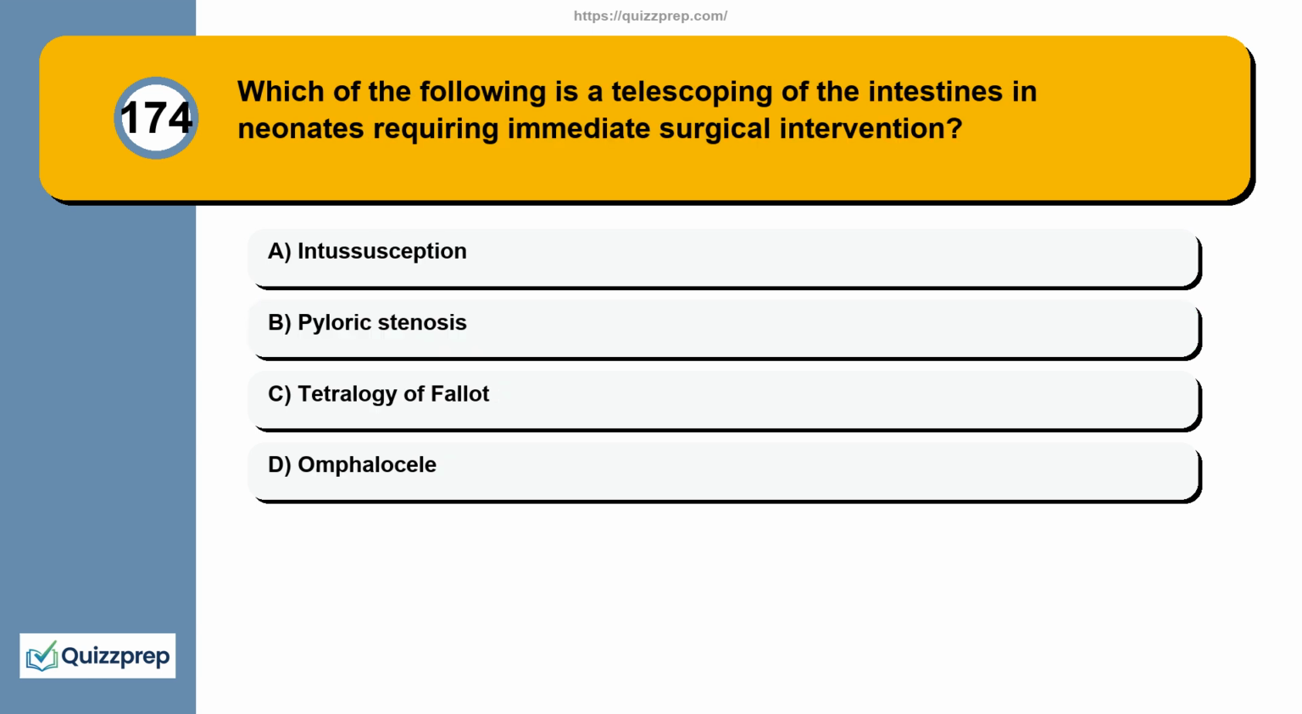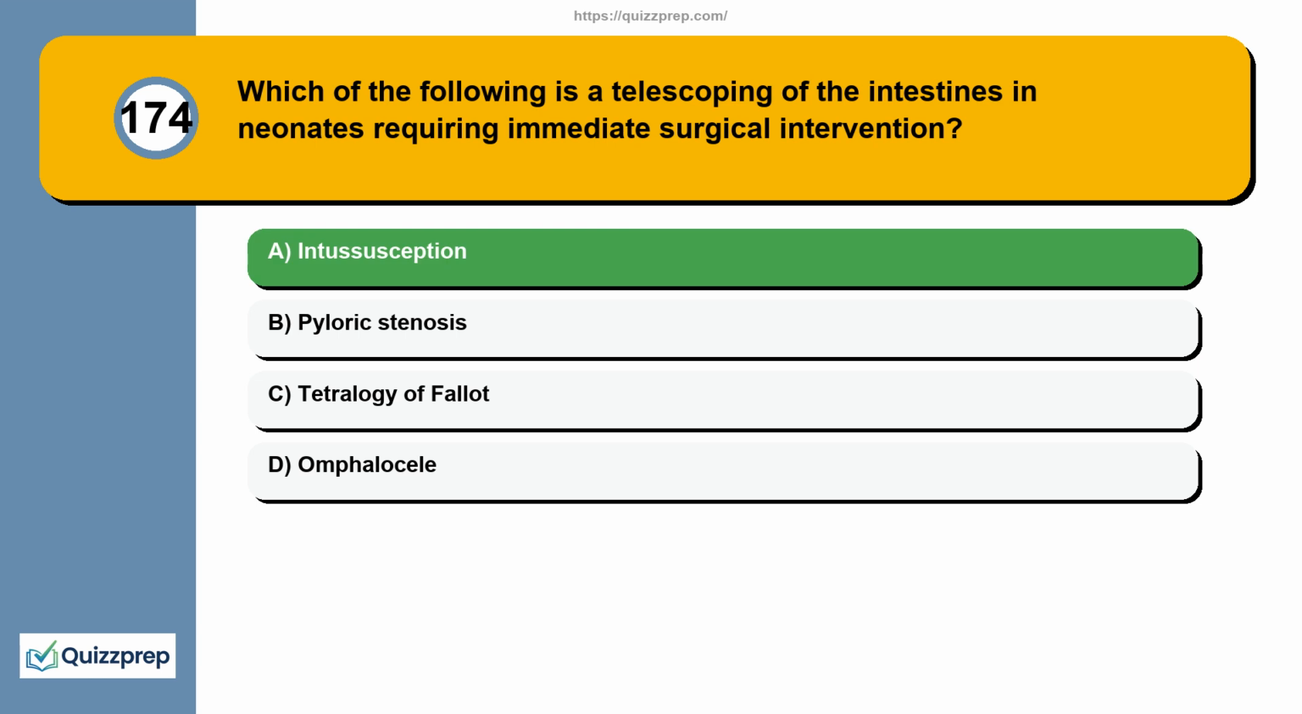Question 174. Which of the following is a telescoping of the intestines in neonates requiring immediate surgical intervention? Option A, intussusception. Option B, pyloric stenosis. Option C, tetralogy of Fallot. Option D, omphalocele. The correct answer is option A, intussusception.